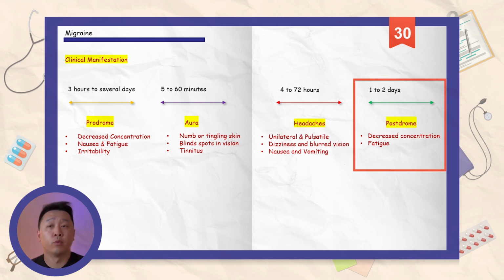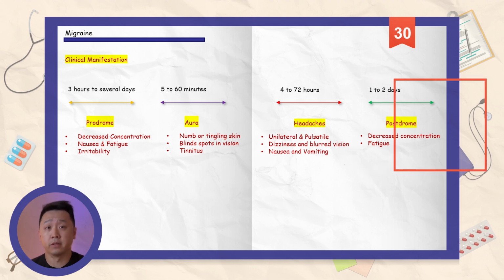This is the phase when patients experience a recovery from the migraine phase, but may still experience some lingering symptoms. These symptoms may last from 1 to 2 days, and patients may often experience symptoms of fatigue as well as decrease in concentration since they are recovering from the migraine phase.